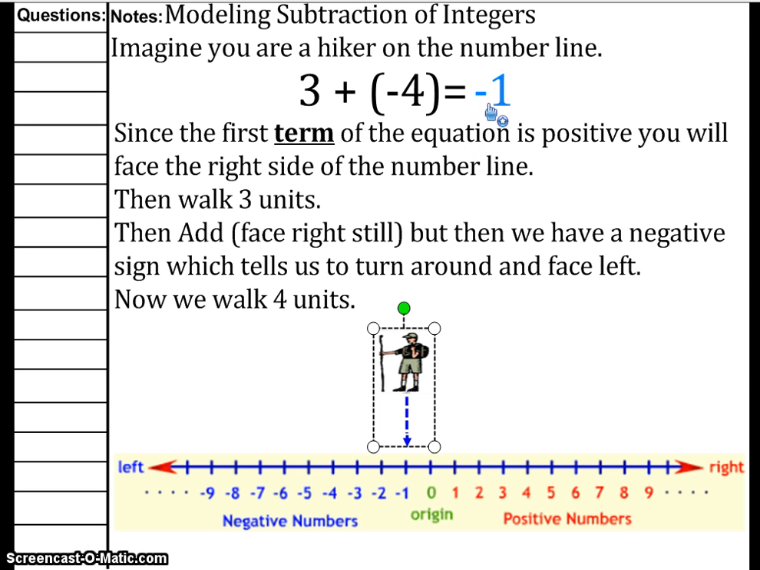So I'm pretty sure a lot of you are still like, okay, what just happened? So we're going to do a lot of practice problems together. And we're going to look at this using subtraction. So you have to keep in mind the negative and positive signs tell you which direction you're facing, and the numbers tell you how many units you're going to walk. So let's look at a few more practice problems together.